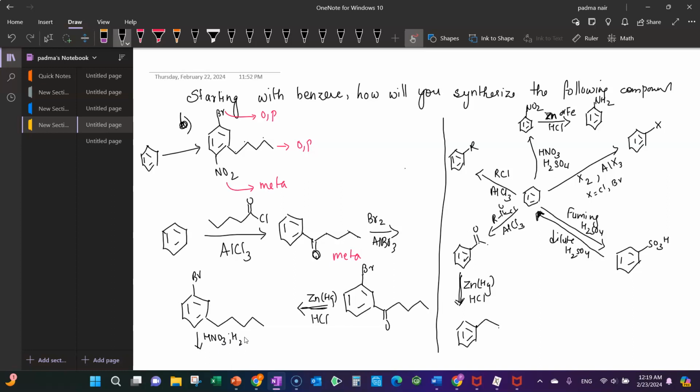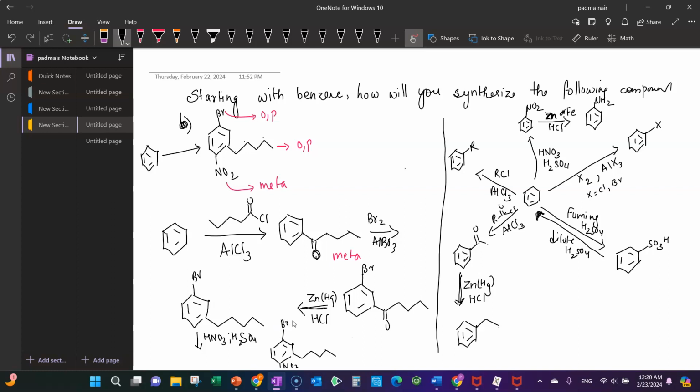Okay, we have 2 ortho-para groups here, and if now you treat this with HNO3, H2SO4, okay, because that's what we need for putting a NO2 group, we can convert the molecule to the final product. Okay, so where your NO2 is placed here, because that is ortho with respect to the pentyl group. Also, it is para with respect to the Br.